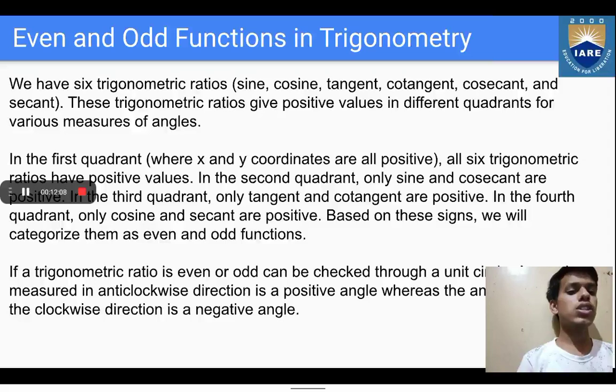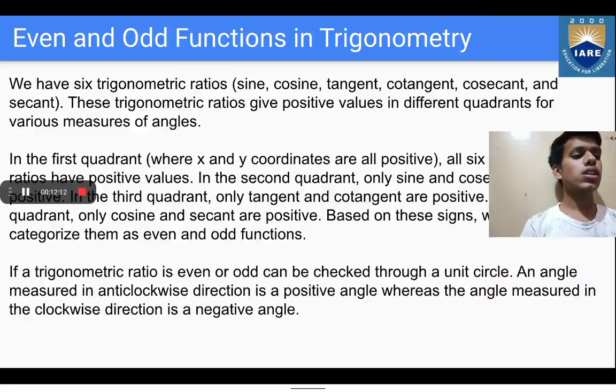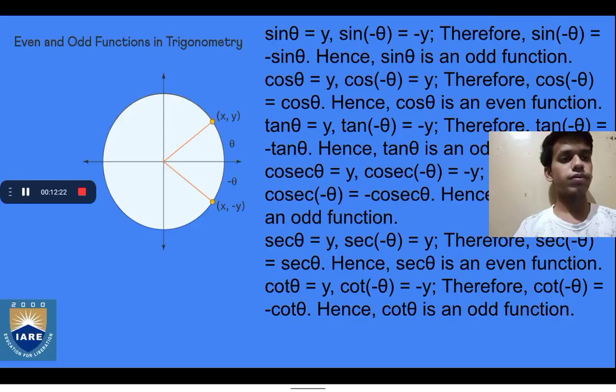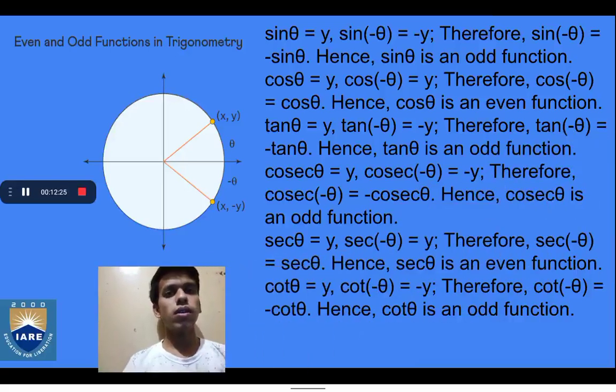Whether a trigonometric ratio is even or odd can be checked through a unit circle and angle. An angle measured in the anti-clockwise direction is a positive angle, whereas an angle measured in the clockwise direction is a negative angle. So sin theta, if we take it as y, then sin of minus theta will give you minus y. Therefore sin theta is an odd function.